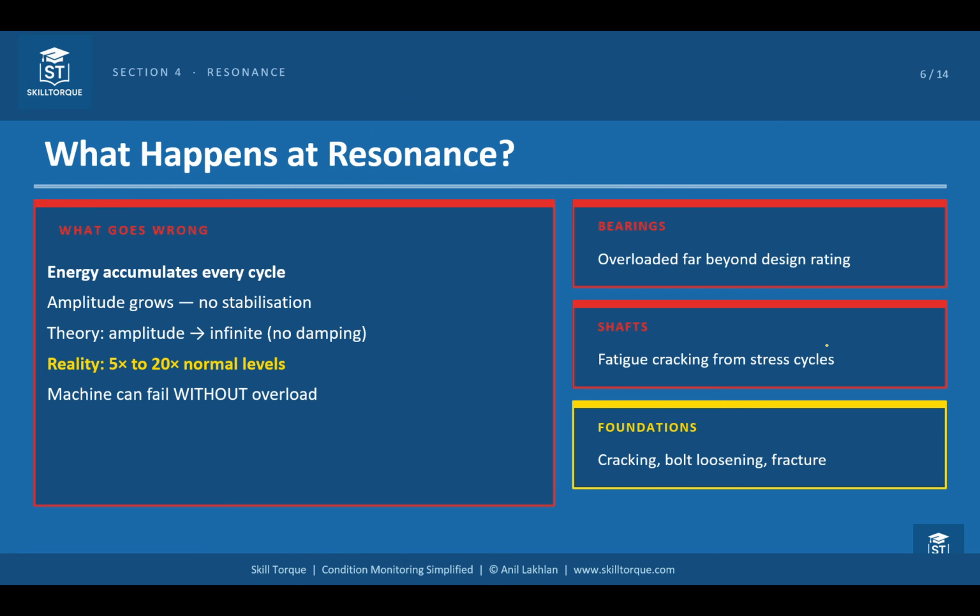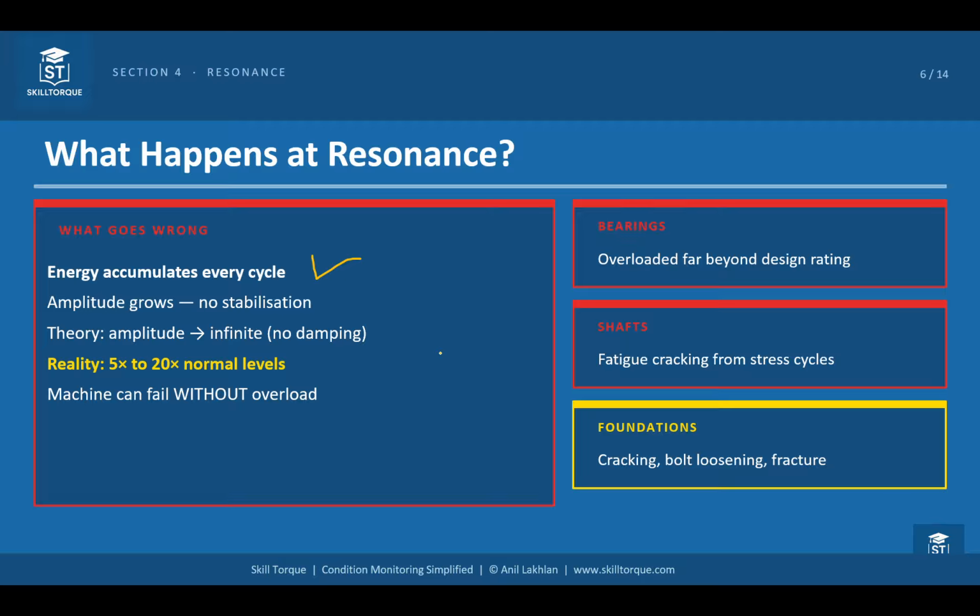So what actually happens when your machine hits resonance? Here is the key principle. When the forcing frequency, or your operating speed, matches the natural frequency of the structure, the energy starts to build up in the system, or you can say the buildup in the machine.